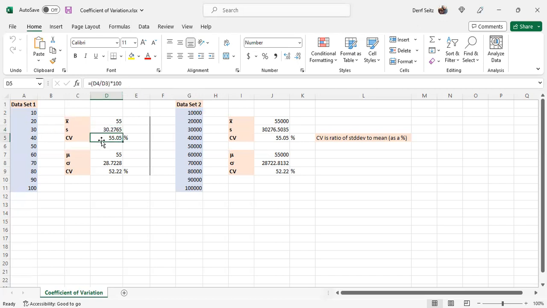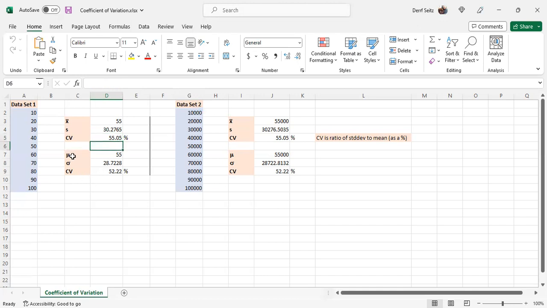And then the CV is a ratio, and its comment over here says it's a ratio of the standard deviation to the mean expressed as a percent. So we take D4 over D3, that gives us the ratio, standard deviation to the mean, and then multiply by 100 to take it out of the decimal to be a whole number percentage.